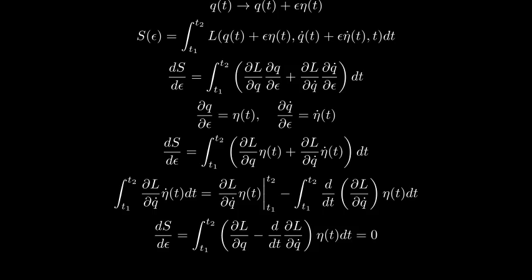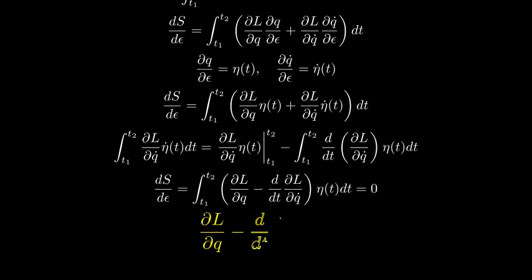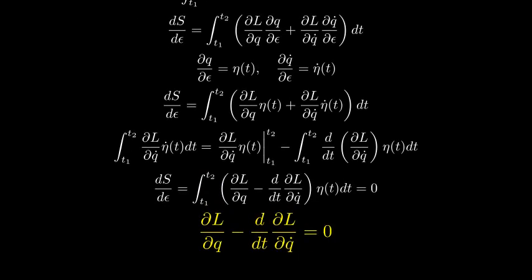Substituting, we are left with dS/d epsilon equal to the integral from t1 to t2, opening bracket, partial L partial q minus d/dt of partial L partial q dot, closing bracket, eta(t) dt. Set dS/d epsilon equal to 0 when epsilon equals 0. Since eta(t) is arbitrary and can vary so as not to always be 0, the bracket must be 0. Thus, we are left with the Euler Lagrange equation.